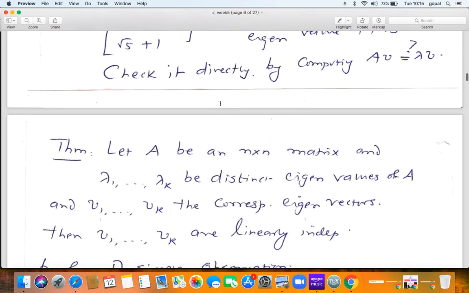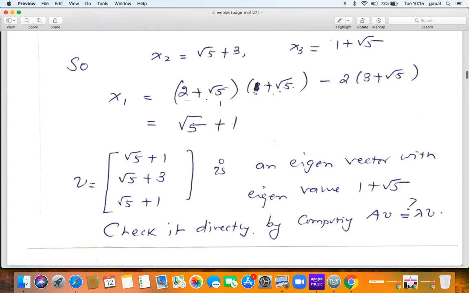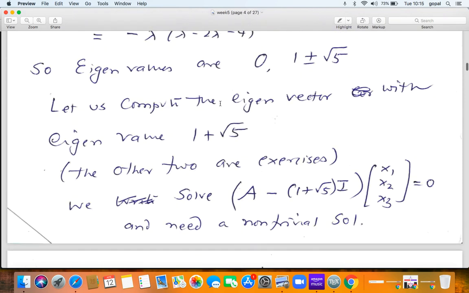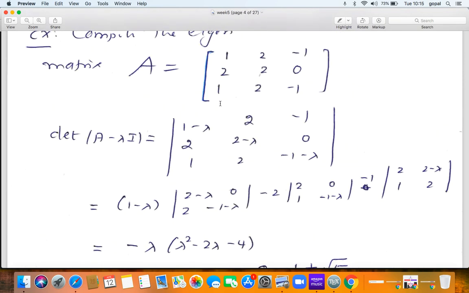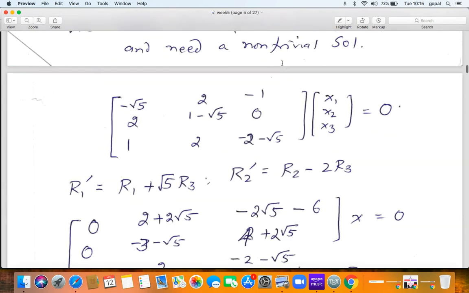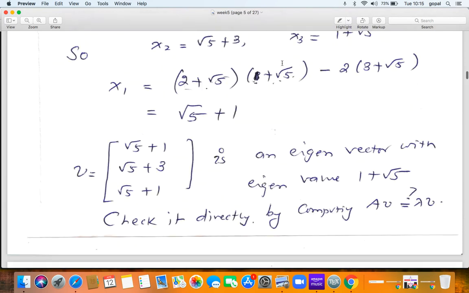So now we have seen several examples. We have introduced this new concept of eigenvalues and eigenvectors. We have seen many examples already, 4 in fact. One of them is a 3 by 3 case that we have worked in detail. Now it's time for a formal theorem.